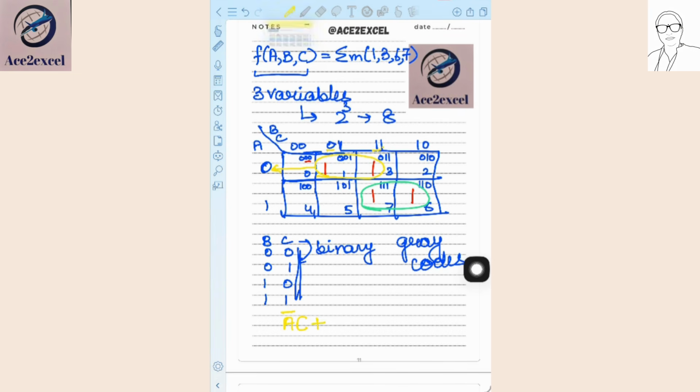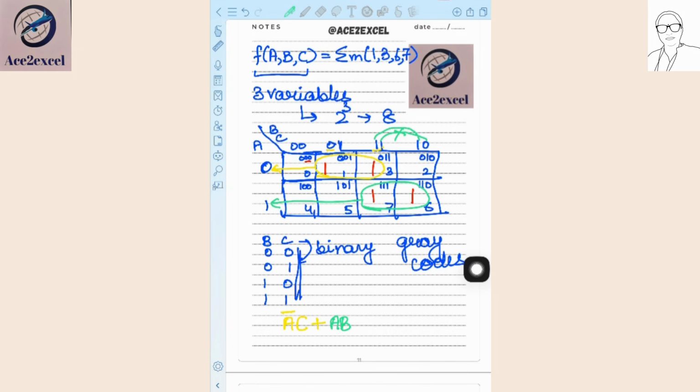Plus talk about the other group. Here the value of A is 1. How do we write 1? In SOP we write it without bar, that is A. Talk about the other two terms, B and C. Compare B. Is B 1? Yes, B is 1 in both the cases. That means B is constant, so I'll be using B as it is. Talk about C. Is C same? No, C is not same. So what will be the answer of this K-map? It will be A bar C plus AB.